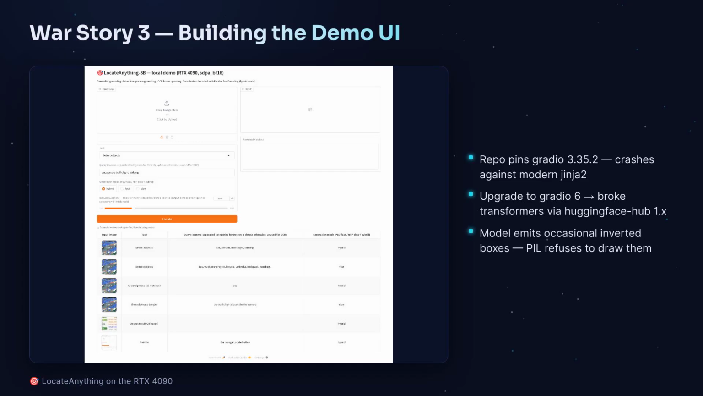Then the model occasionally emits boxes with inverted corners, which the drawing library flat out refuses to render. One sorted call fixes that. Every single fix was one line. Finding each line, that's the actual work, and that's why we documented all 10 issues with their exact fixes in the notes folder.